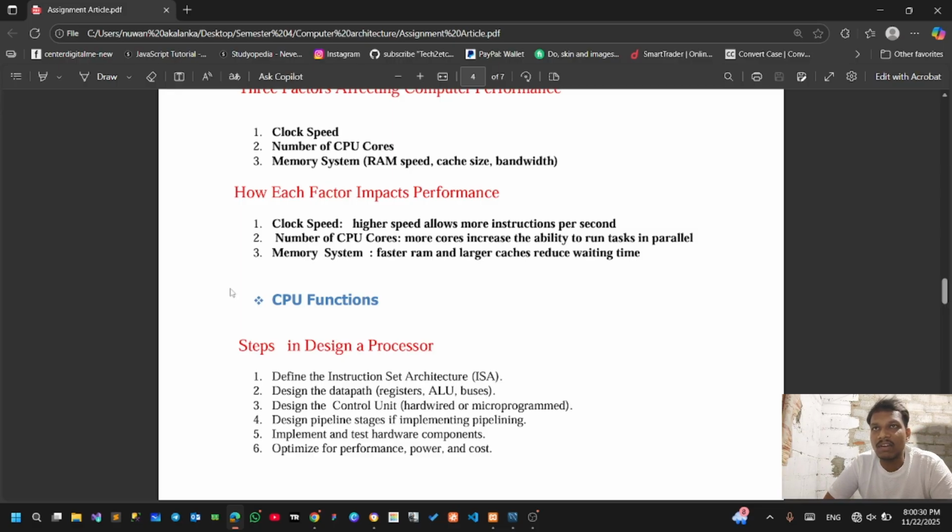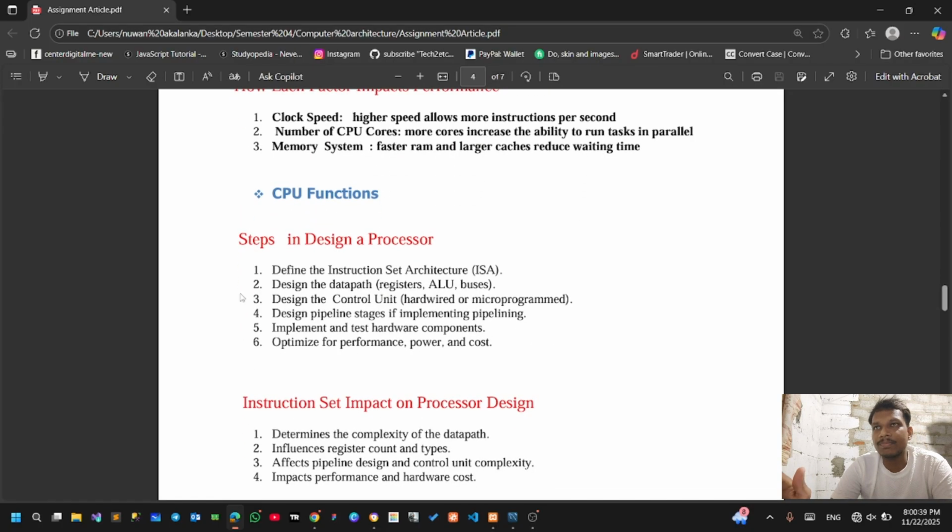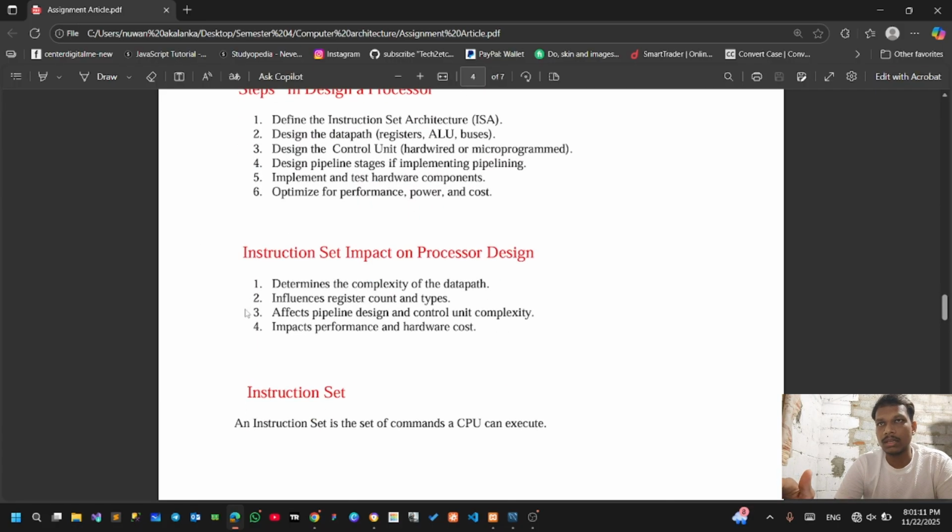In the memory system, faster RAM and larger cache reduce waiting time. Next main topic is CPU functions, and we have steps in designing a processor. We have 6 steps to design the processor. First one is define the instruction set architecture, ISA, define the data path, define the control unit, design pipeline stages if implementing pipelines, implement and test hardware components, and optimize for performance, power and cost.